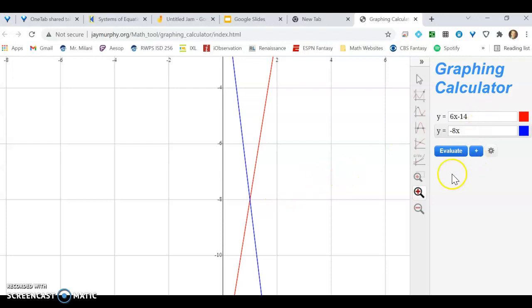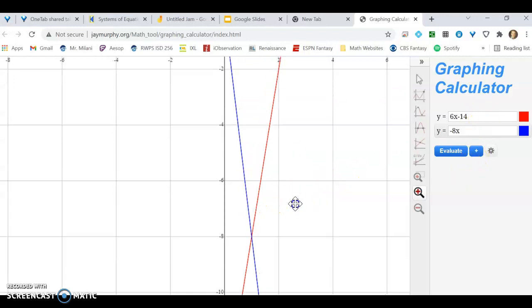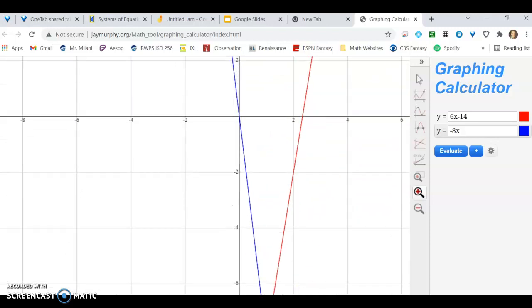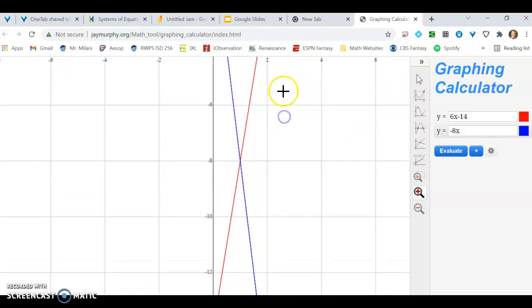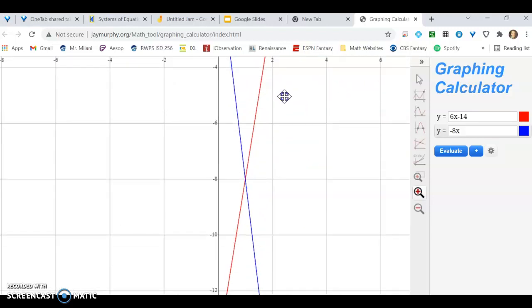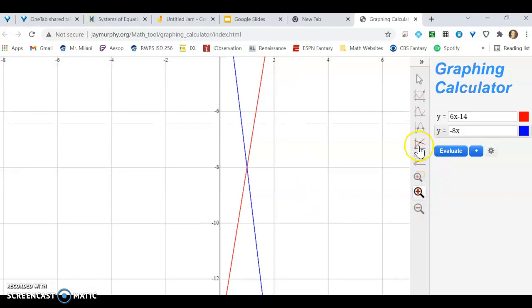So where do we see where it intersects? We could probably get a pretty good estimate here. You could probably tell just by looking at it, but some of these problems are not going to be on a nice whole number portion of the graph. So to see where they intersect, of these little features here, there's one where the image is two lines crossing. That's the intersect button for you. You click that, hover anywhere near that point where they cross, and it will give you that ordered pair.